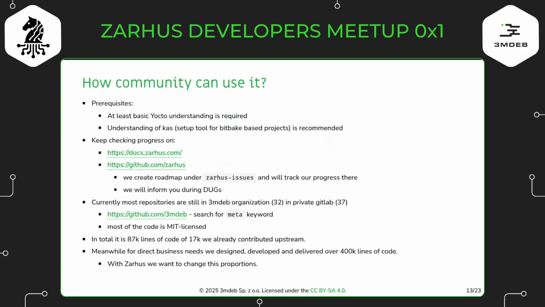There are also many meta layers which were not migrated from the 3mdeb organization, and this is something we are working on right now. In total we have almost 90,000, probably we crossed 90,000 lines of code, where 70,000 were contributed upstream to various projects over the years.